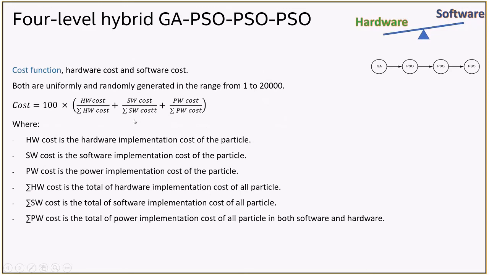The cost function for this is hardware, software, and power. Hardware is nothing but the hardware cost of the module. Software cost is nothing but the software cost if I implement a particular module in software. Power consumption depends on whether you choose hardware or software. Related to that, the power will vary. Whoever gives the less cost will get selected.